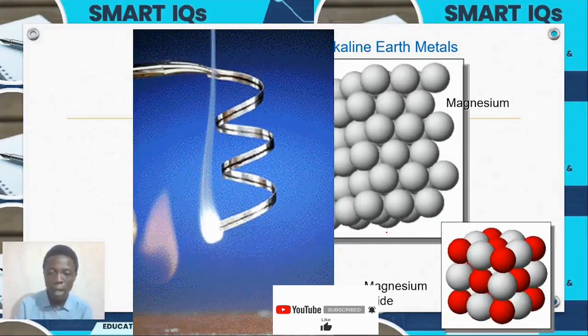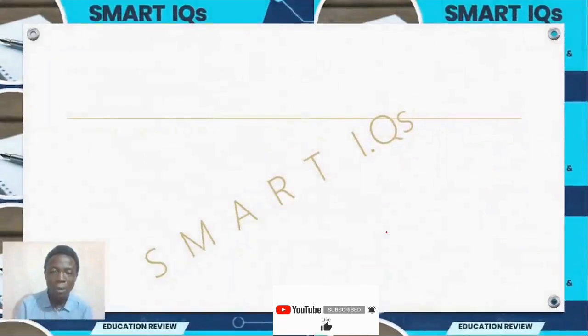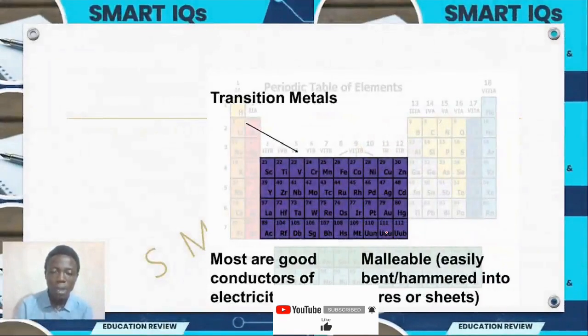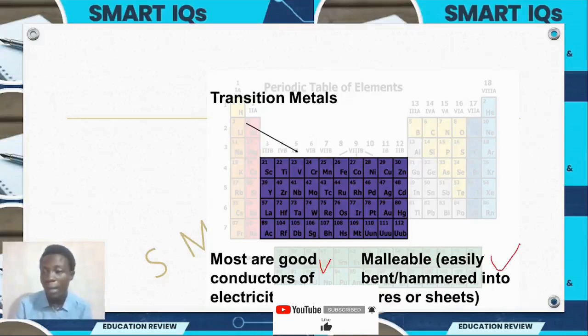Okay, good. Let's move straight on to the transition metals. The transition metals are found between group 2A and group 3A. They are very important metals. Of course, they are not just elements; they are metals. Most of them are good conductors of electricity. Most of them are malleable, that means they can be hammered into wires, into thin sheets or plates.